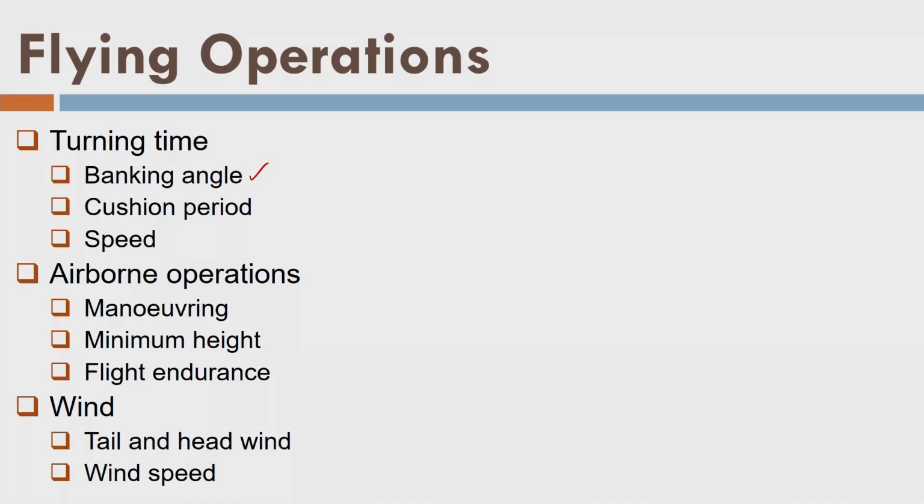And that cushion period is very, very important, because during this period only, the pilot ensures that the aircraft is going to fly smoothly over the next flight strip after turning. So after turning, he takes this much time, and then the speed of the aircraft should be constant.